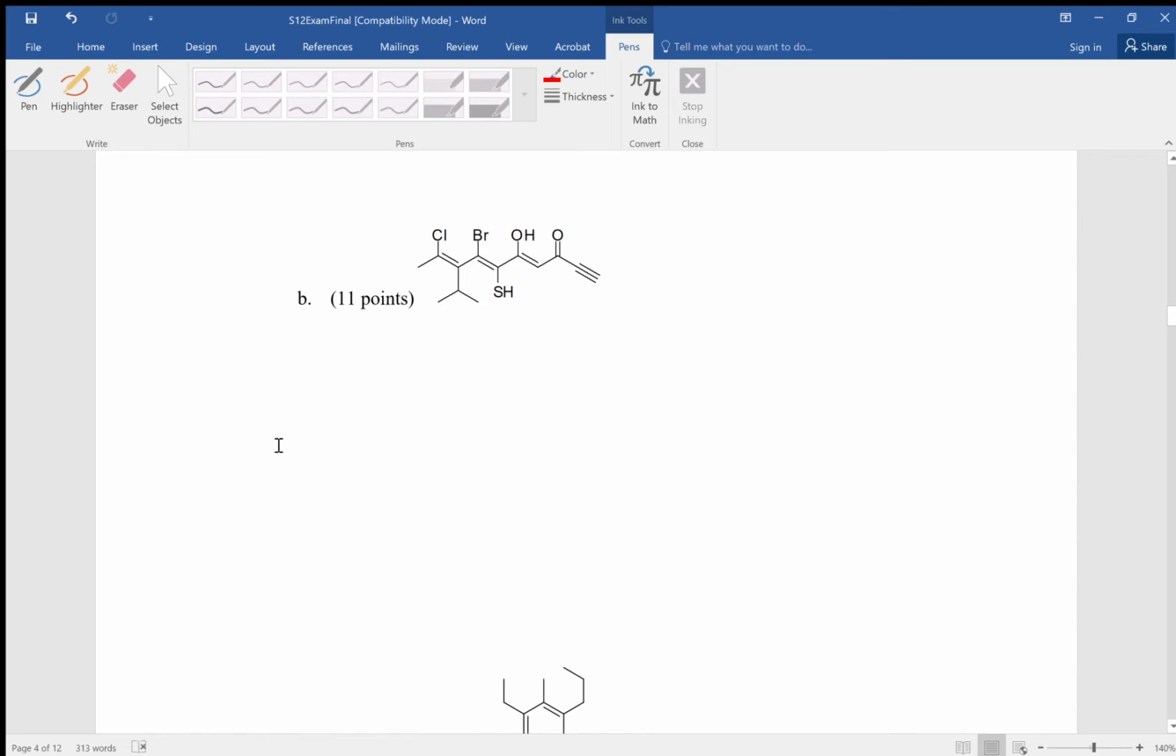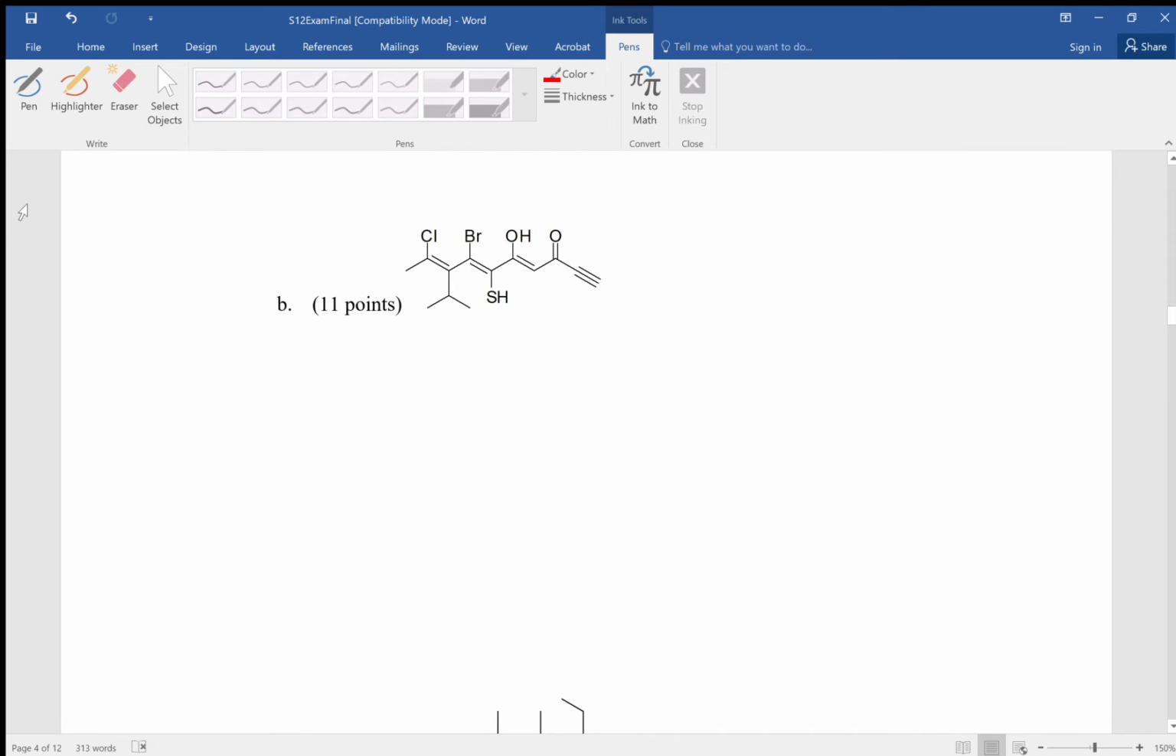Parts B and C are a little more conventional. We need to start by determining the longest chain, and we do that going this way. At this point, we would have 10 carbons by going down or to the left, but we need to include both carbons of the alkene, so we have to go to the left.